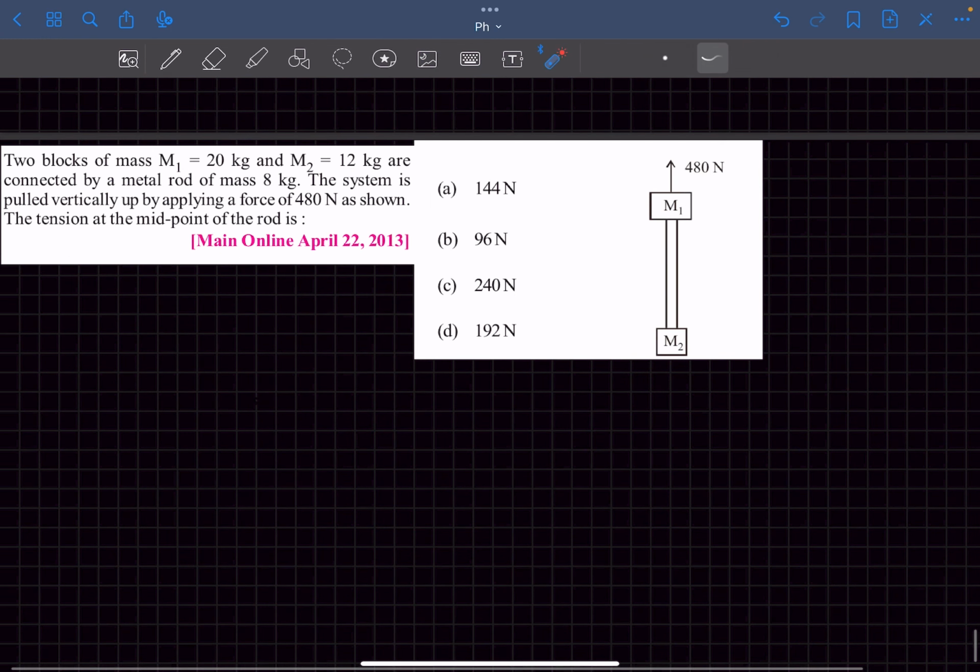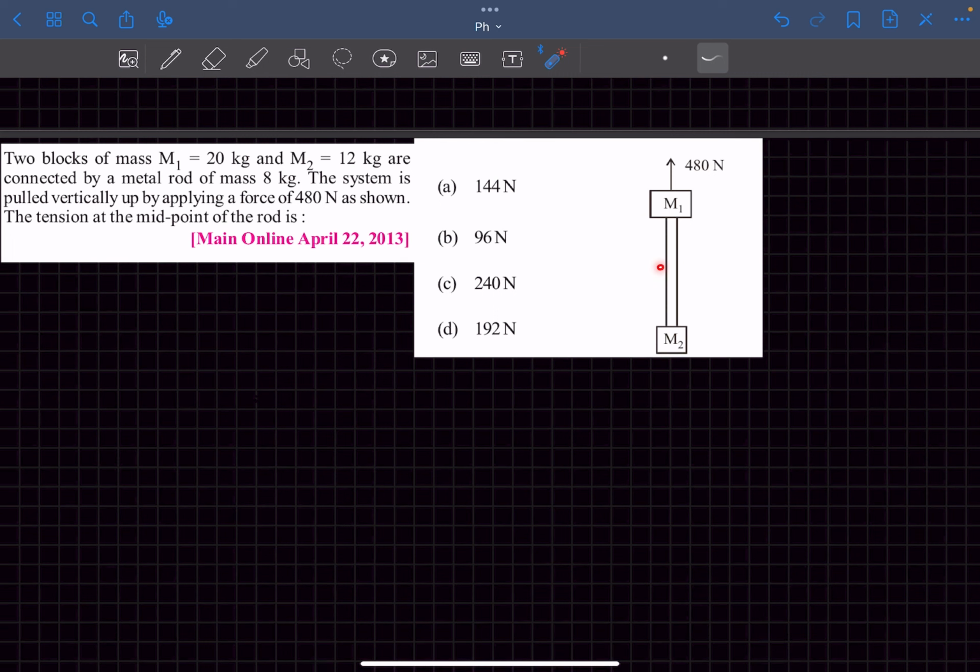So moving on to the next problem, we have two blocks of mass M1 and M2 that are connected by a metal rod of mass 8 kgs. The system is pulled upwards vertically by a force of 480 Newton, and we have to find out the tension at the midpoint of the rod. The weight of M1 will be 20 g, that is 200 Newton, and the weight due to the rod will be 8 multiplied by g, that is 80 Newton, and the weight of this mass M2 is going to be 120 Newton.